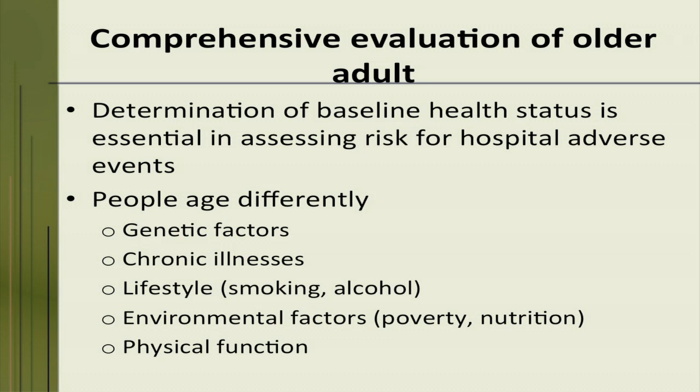That's why comprehensive evaluation of older adults is important. Determining a baseline health status is essential in assessing risk for hospital adverse events. Well, what kinds of things do you do in a comprehensive evaluation? Well, first, let's think about this. We know that people age differently. We've talked about genetic factors, the multiple chronic illnesses, but there's also lifestyle changes that need to be evaluated.